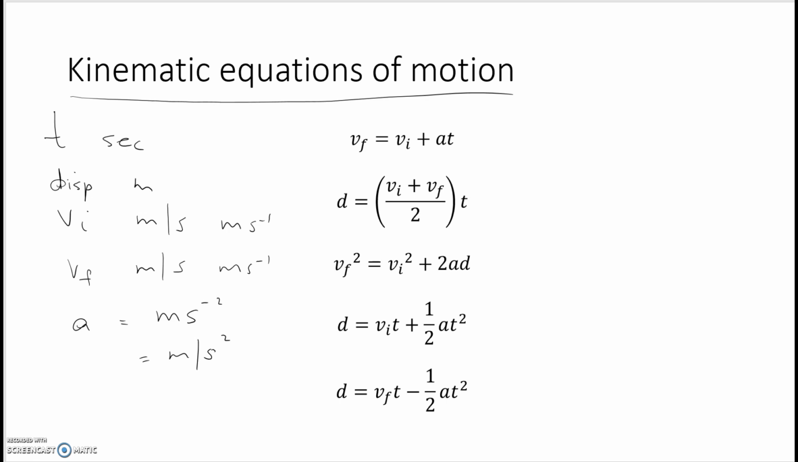like that. Now, in the second one here, that bit is actually the average velocity, and sometimes we can write that as v bar, so we could replace this by saying d equals v bar times t.